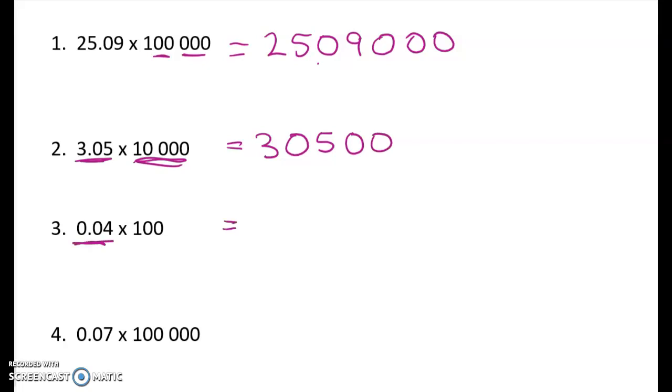Next one, 0.04 times 100. I need to move it over by 2 place value columns. So it's going to be simply 4. And in the next one, 0.07 times 100,000, I need to move it over 5 place value columns. So first, I'm going to move it over 2. That will get me 7. And then I've got 3 left to go, and we get 7,000.